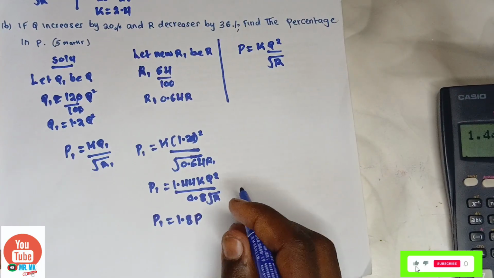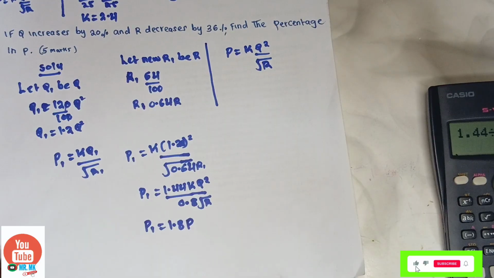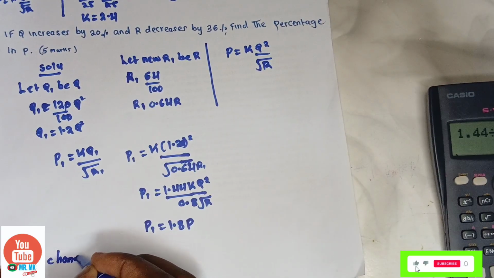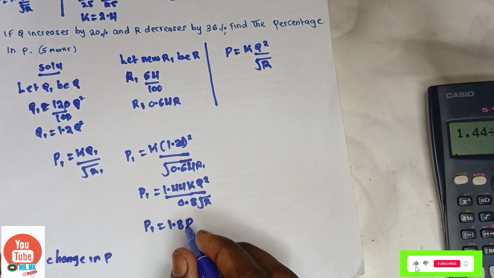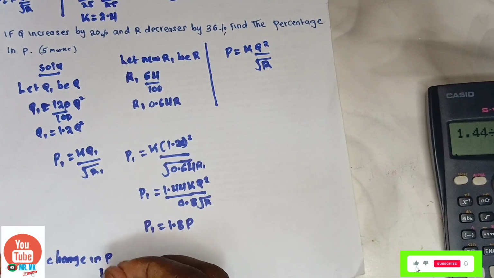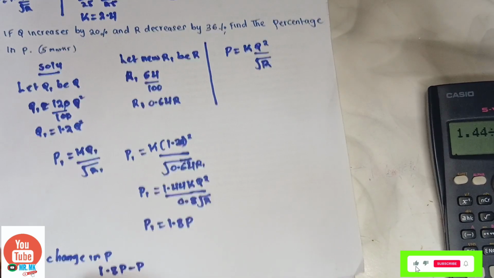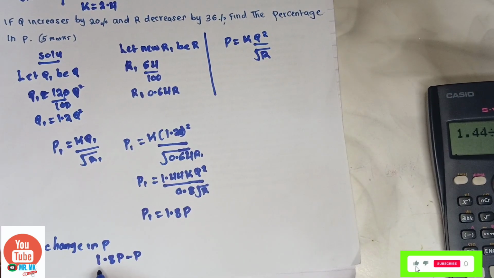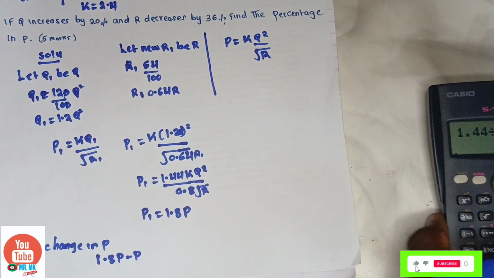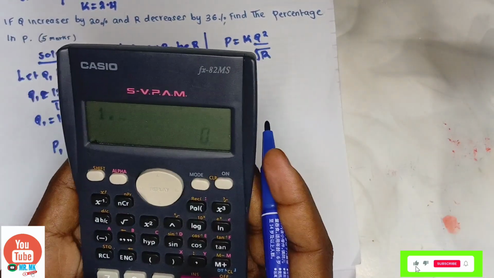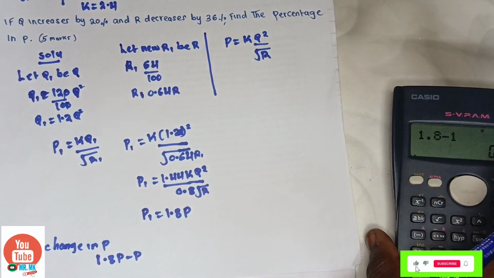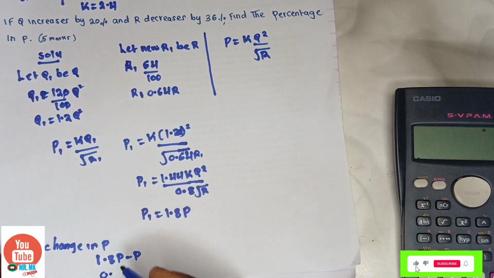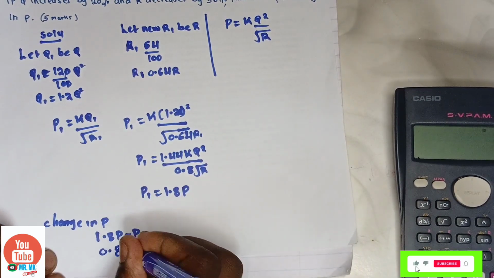Now how do you get the change in P? Change in P, you take the new P minus the original P, which is 1.8 P minus P. That is the same as 1.8 minus 1, which will give you 0.8 P.